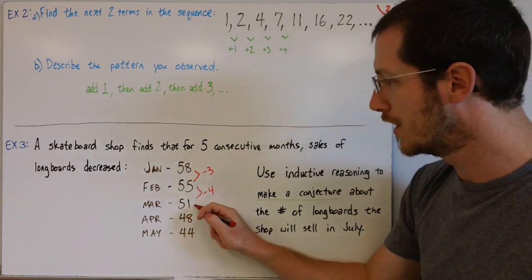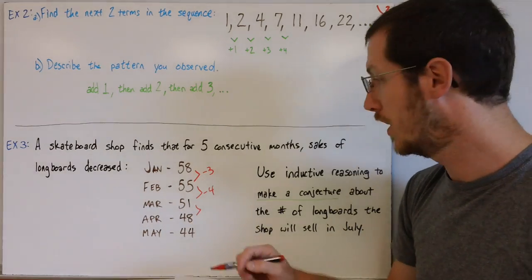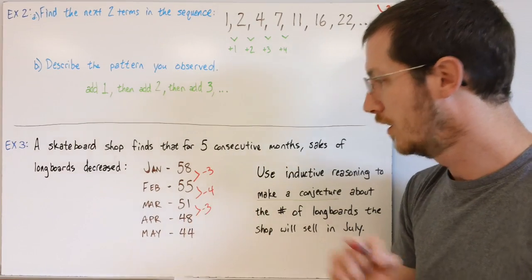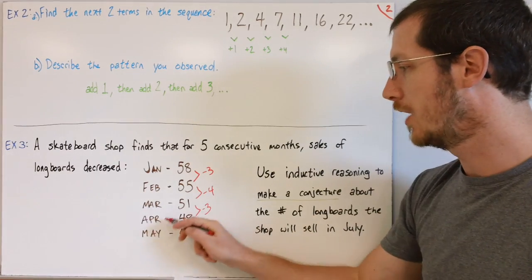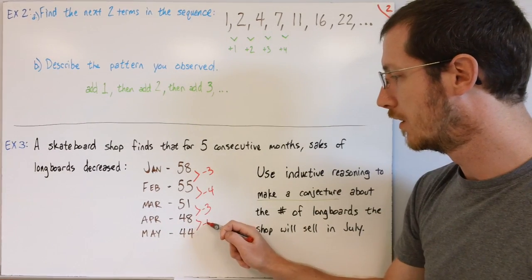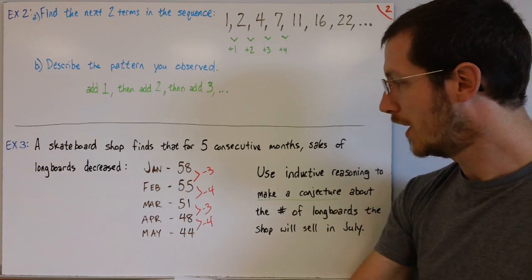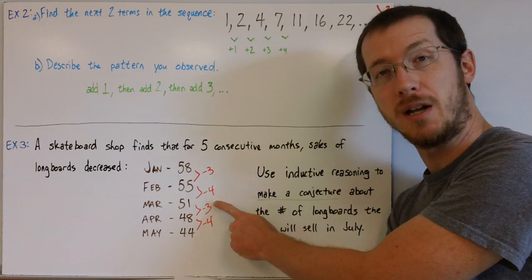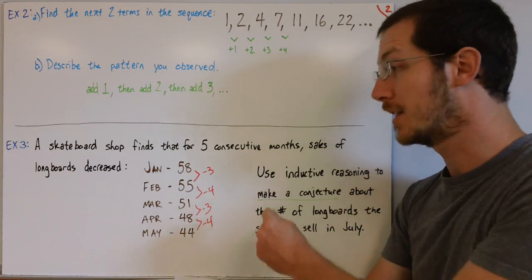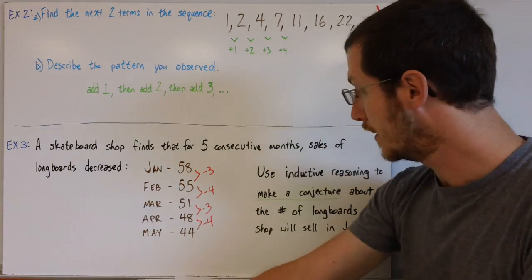From March to April, they sold 51 minus 48 is 3. They sold 3 less. And from April to May, they sold 4 less. Okay, do we see a pattern? So we've got -3, -4, -3, -4. We can assume that's gonna continue.